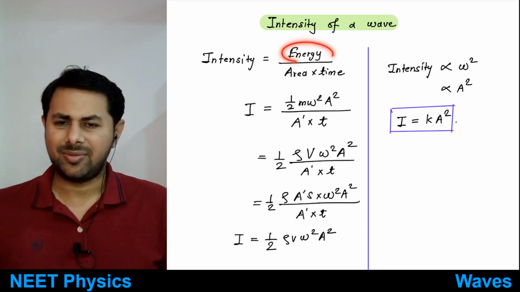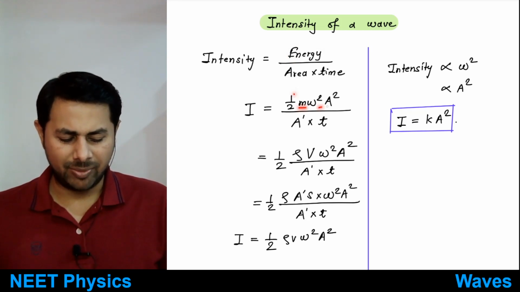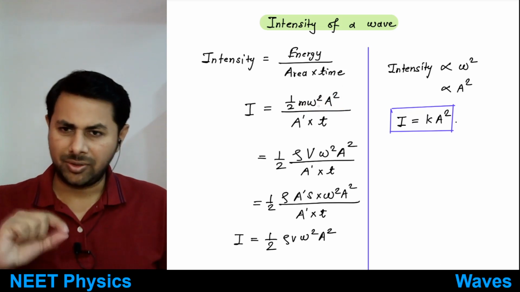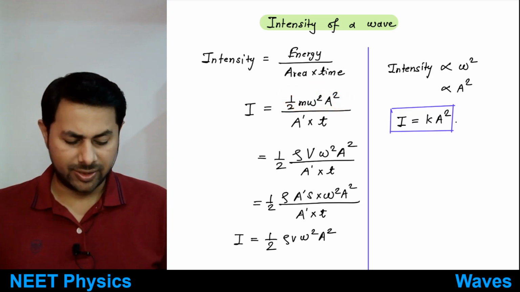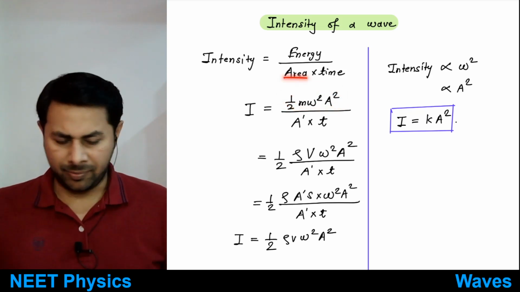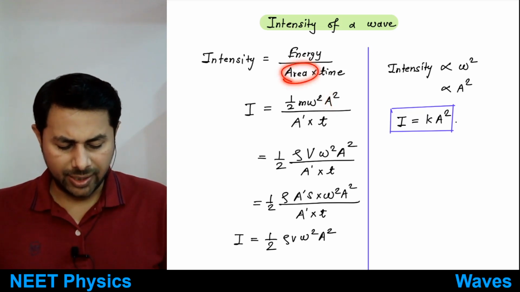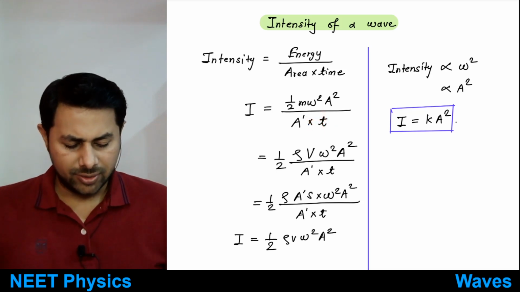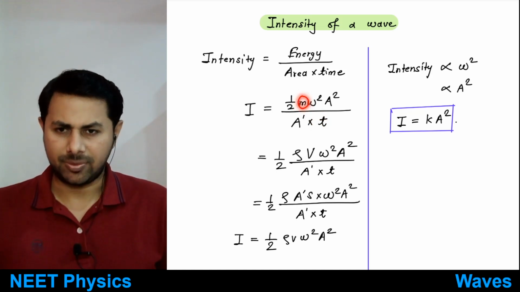So since the particles are oscillating, I can just write that energy is equal to half of m omega square a square. Okay, so this is energy of one oscillating particle, right? So it is half of m omega square a square, then divided by, so a is the amplitude, therefore for area I will take a prime, right? So it is a prime multiplied by t, t is time. So then now how can you write the mass? So this is mass of one particle, suppose.